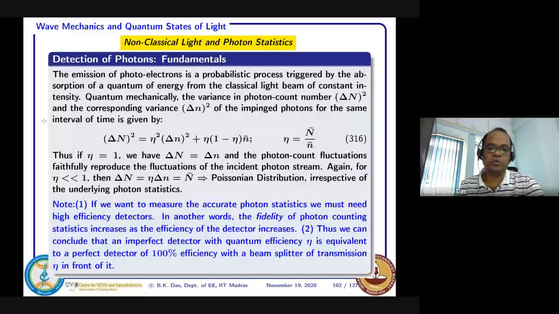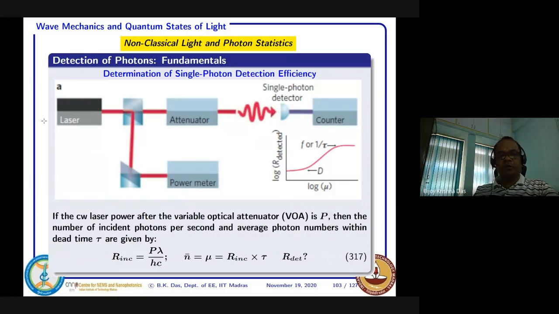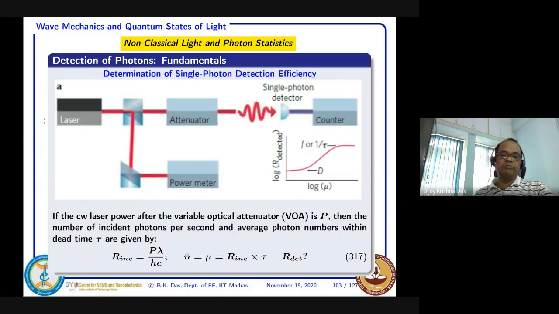So starting from yesterday's class, quantum mechanically one can detect sub-Poissonian sources, and you can do photon counting. And we have shown this experimental setup, which actually helps to find out the efficiency, the quantum efficiency of the detector.